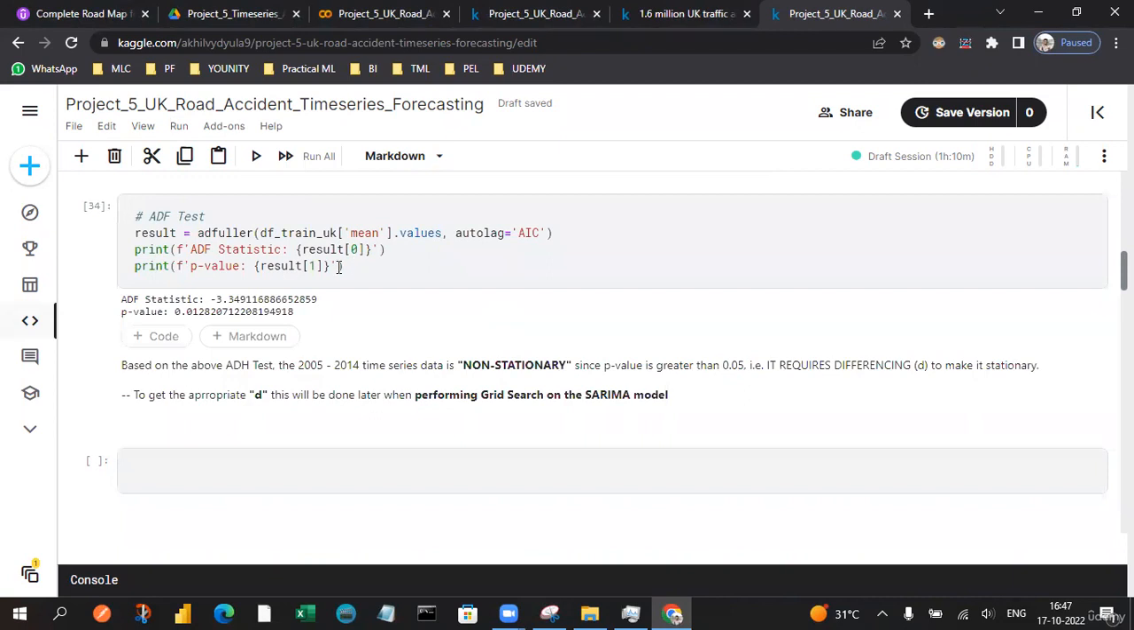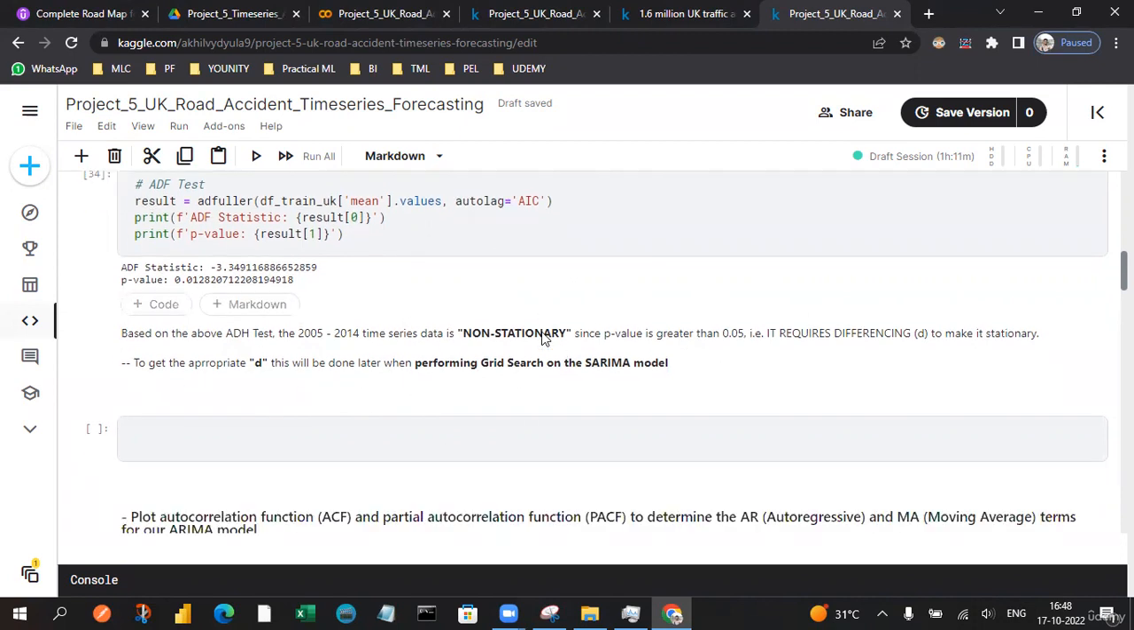So let's perform the ADF test. The ADF statistic comes out to minus 3.34 and the p-value we have is 0.01, which is very small when compared to the threshold. So based on this ADF test, the 2005 to 2014 data set is non-stationary. Since the p-value is greater than the threshold, it requires some differencing to make it stationary.